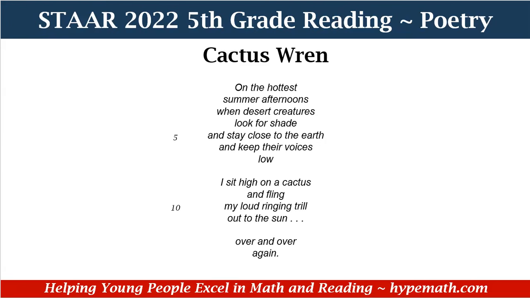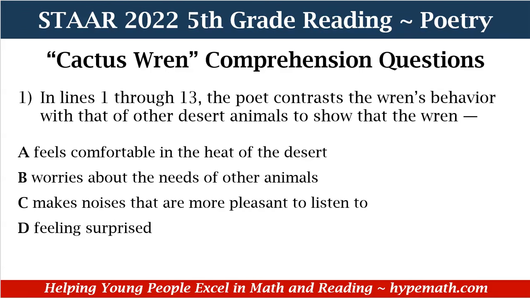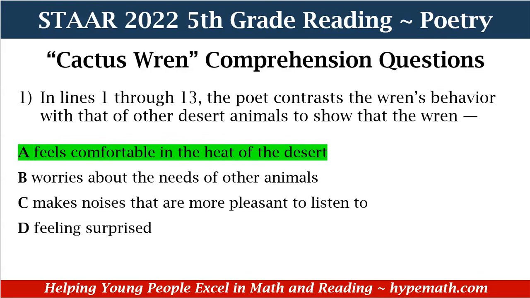So let's look at our question one more time before we see what the correct answer is. In lines 1 through 13, the poet contrasts the wren's behavior with that of other desert animals to show that the wren, A, feels comfortable in the heat of the desert, B, worries about the needs of other animals, C, makes noises that are more pleasant to listen to, or D, feeling surprised. What do you think the correct answer is? It is A, feels comfortable in the heat of the desert.